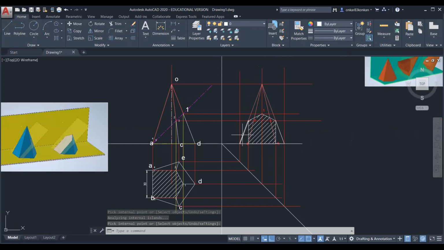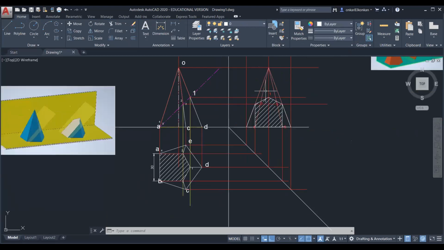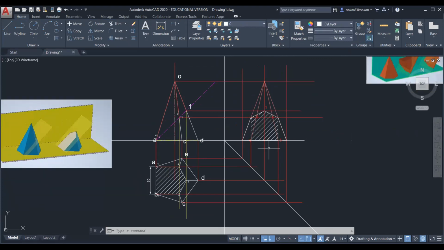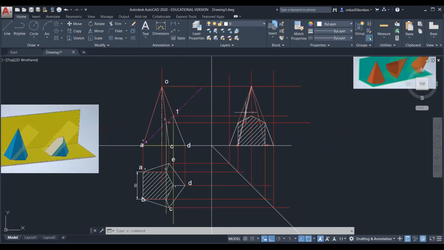Now this portion, which is shown here in pink color, is to be removed, and the portion which is shown by the white lines is the portion which is retained. So in your manual drafting, you should draw the removed portion by a continuous thin line, and the portion which is in the actual side view is to be drawn by a continuous thick line.